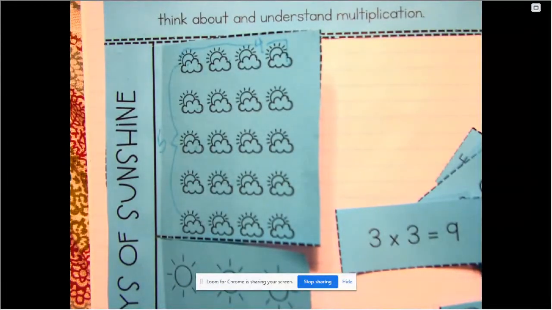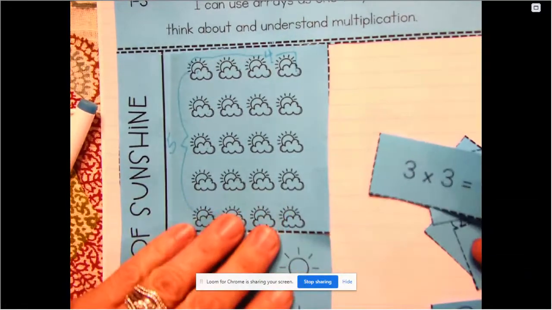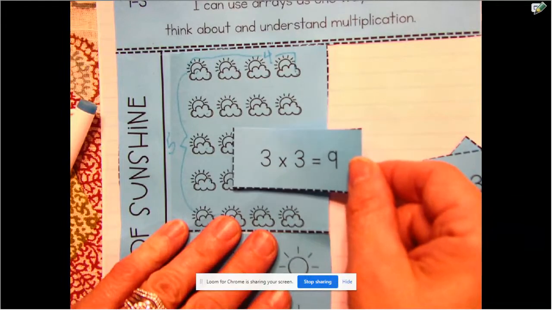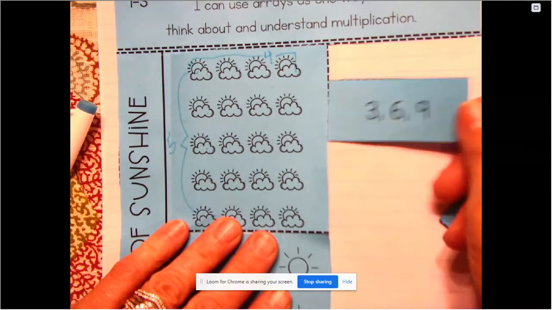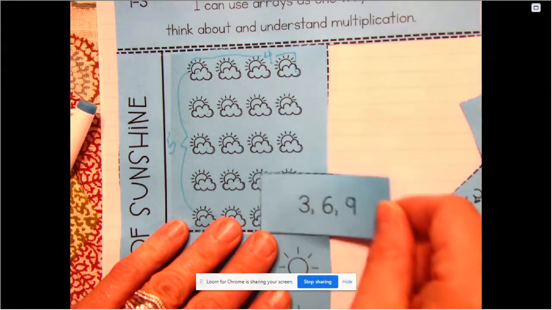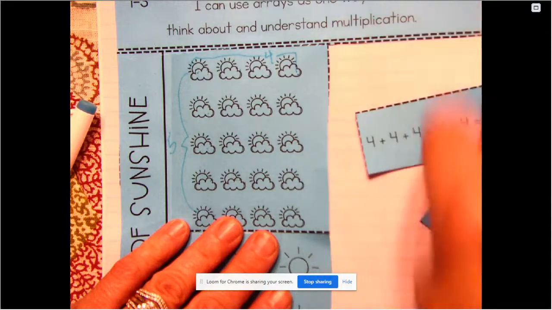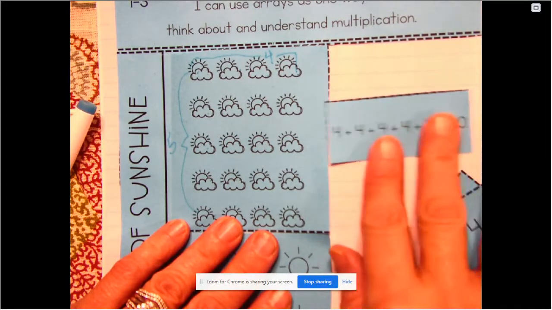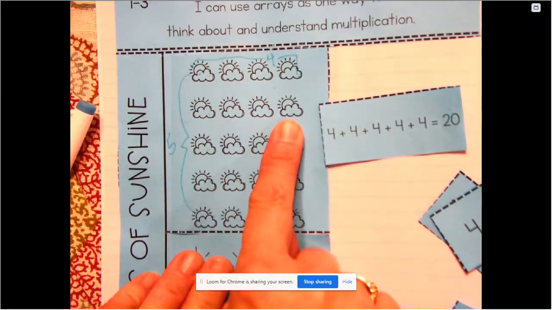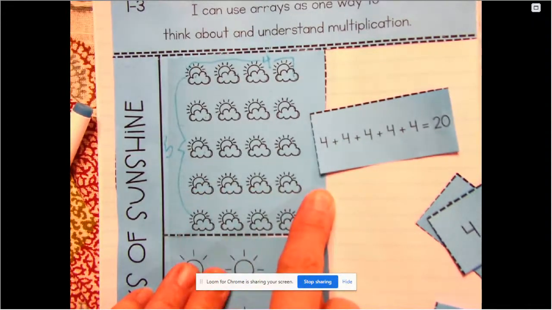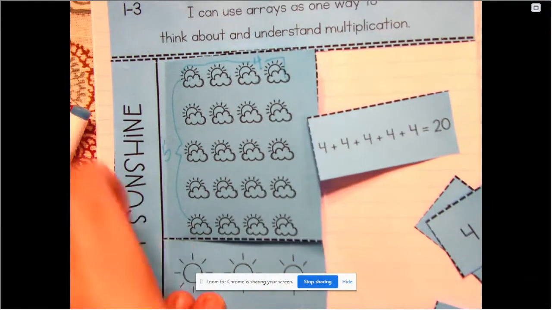Okay. So what I need to do now is I need to go sort through my numbers and my equations here and see if any of them match. 3 times 3. There's 4 and 5. That doesn't look like it works. 3, 6, 9. Does it look like we're counting anything by threes? No, that can go up there. How about 4 plus 4 plus 4 plus 4 plus 4 equals 20? Let's look and see. 4 plus 4 plus 4 plus 4 plus 4 equals 20. Okay, that looks like we've got the right answer there.